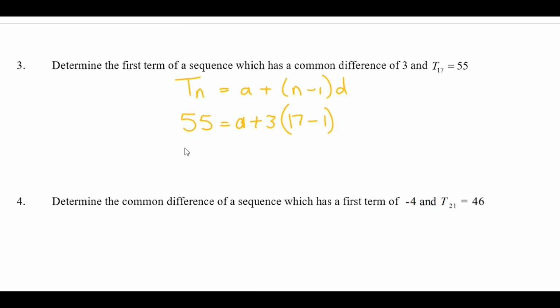All right, so now let's simplify what's in the bracket there. We've got 16. 16 times 3 is 48. So A plus 48 is 55. And in fact, let's now subtract 48 from both sides. And if we subtract 48 from both sides, we get 7. So this sequence starts with 7 as its first term.